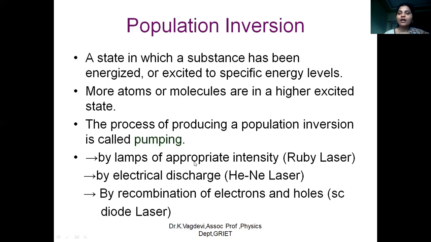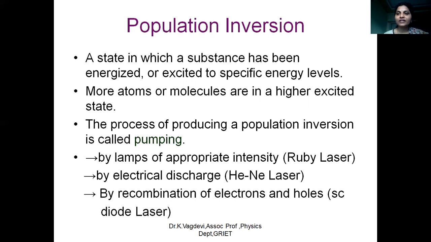Pumping always depends on the medium in which we are getting the laser light. Suppose it is a solid laser, for example the ruby laser, we need to go for the xenon flash lamp. If it is a gaseous laser like the helium neon laser, we need to go for electrical discharge. And if it is a semiconducting material, then we have to go for the recombination of electrons and holes. You should remember that we have discussed three types of lasers: solid lasers, example ruby; gaseous lasers, example helium neon; and third, the semiconductor diode laser.